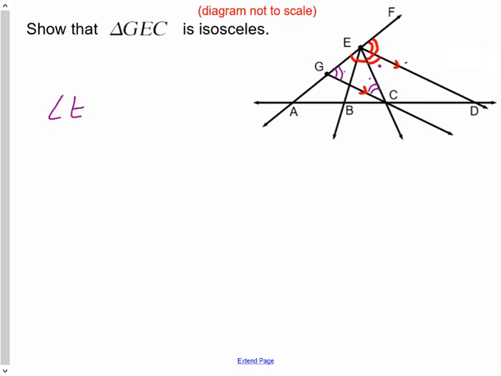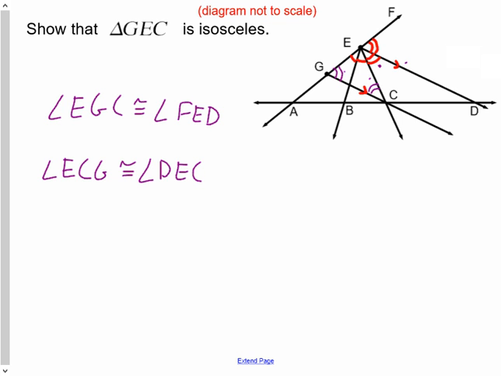So writing it out a little bit, angle EGC is congruent to angle FED, and angle ECG is congruent to angle DEC, I believe. This one was alternate interior angles. The top one was corresponding angles congruent. So it's isosceles, and technically we've got these two equal, even though, again, based on the picture, it doesn't look the greatest.